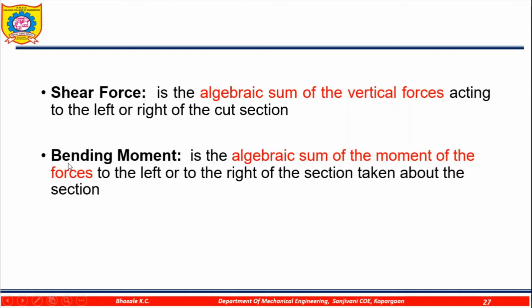Then second is bending moment, which is the algebraic sum of all the moments of the forces to the left hand side or to the right hand side of the section, taken about the section. So we have to consider one section, and then whatever the bending moment will be there, we have to find out and take the algebraic sum of that moment.